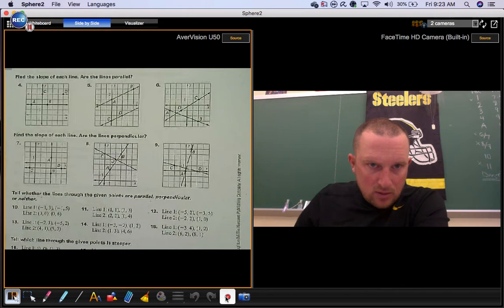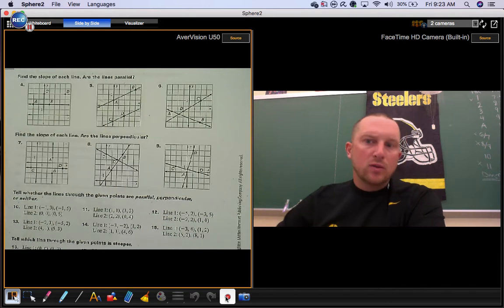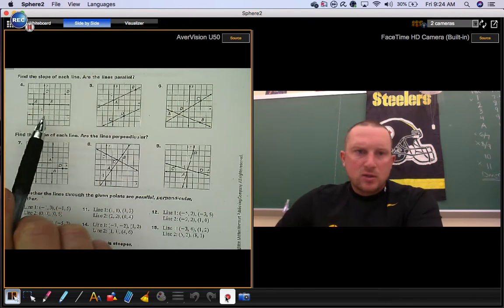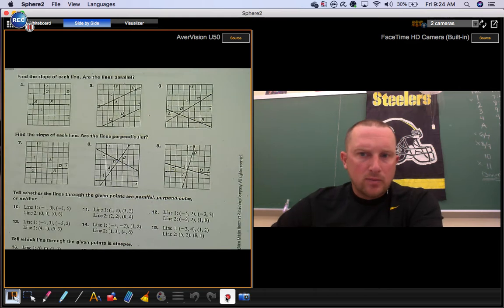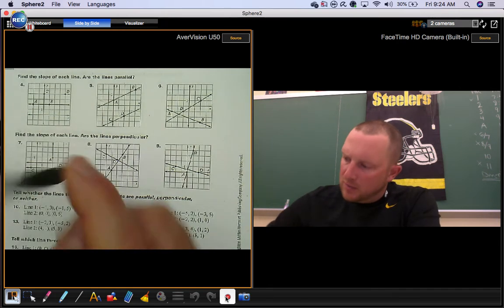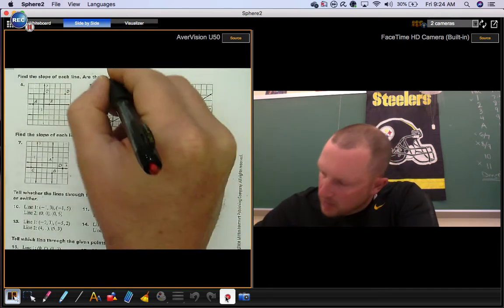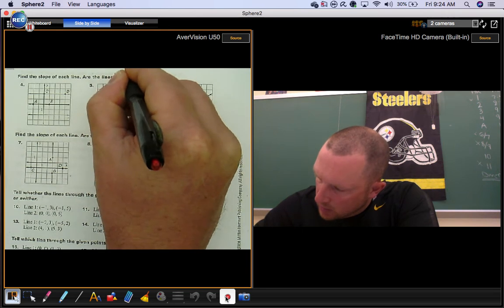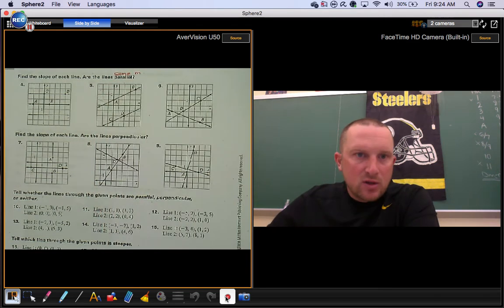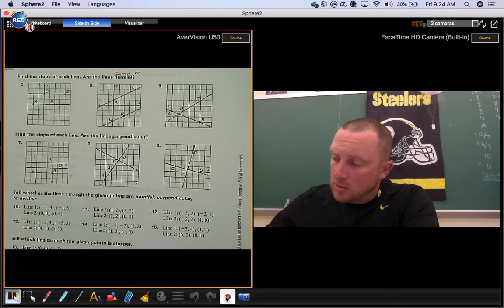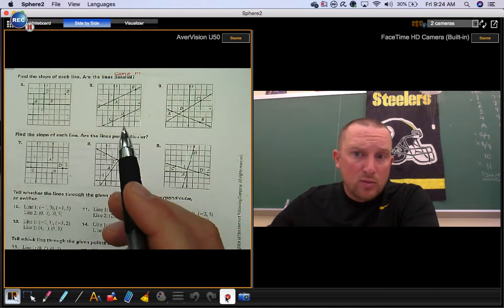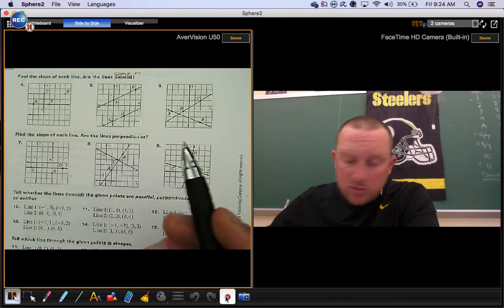Now, the reason you need those skills is they're going to ask you in this next section if the lines are parallel. Well, they would be parallel if they had the same slope. So I'll make that note here. If they have the same slope, then they are parallel. So step 1, find the slope. Step 2, compare the slopes.